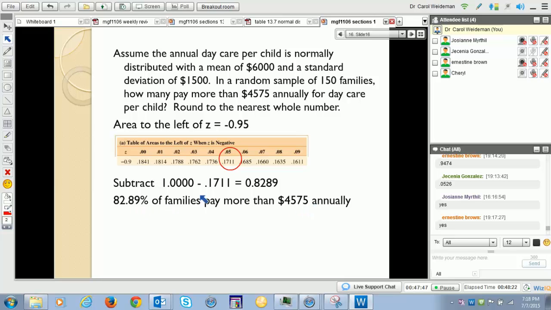We know it's more than 50% because this number of $45.75 is below the mean. So we know it's going to be more than 50%. That kind of makes sense to us when we think about it. Now, there were 150 families, so if this is the percent, we want to know how many families. We take 82.89% of 150, and we come out with 124 families. So out of 150, we would expect 124 to be paying more than $45.75.